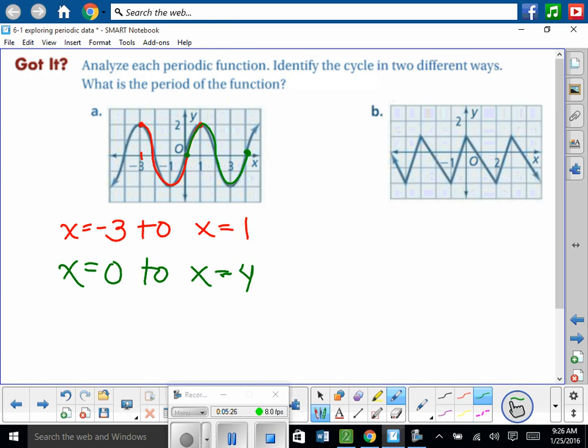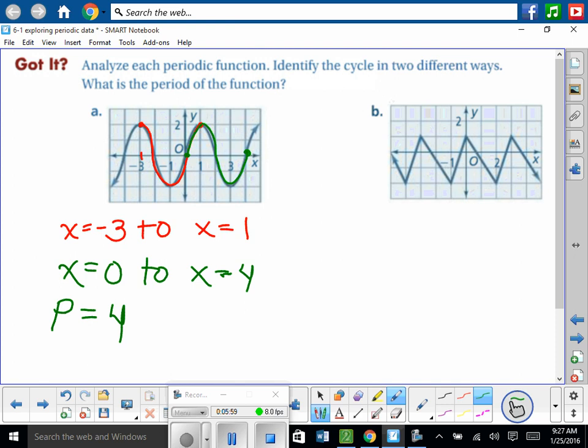Now it says, what's the period? Period is the physical length of a cycle. So we know it started at -3 and ended at 1. So let's count. How many units was that? 1, 2, 3, 4. So our period is 4. Let's check our other one. Your period should always be the same no matter where you start your cycle. So look, in this green cycle, we started at 0. We went 1, 2, 3, 4. So do you see how the period's 4? The length of one cycle.